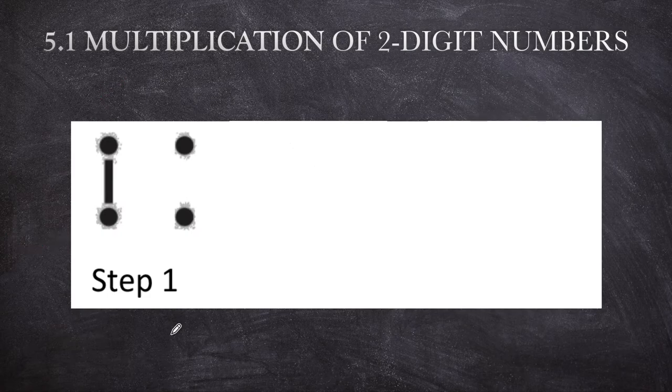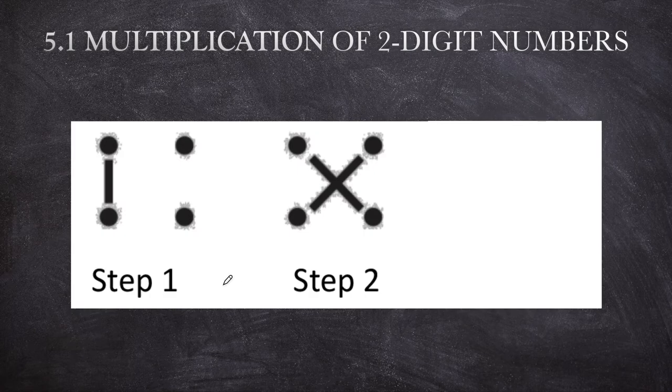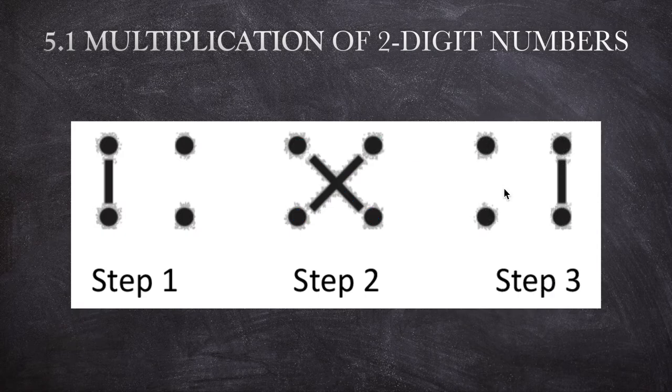Then the next step would be, we will do the crosswise approach. That is, we're going to multiply the tens digit of the first number by the ones digit of the other number, and then we're going to add that to the product of the ones digit of the first number by the tens digit of the second number. I'm going to show you an example of that afterwards. Okay, so that's our crosswise method. And then lastly, for our third step, our vertical ones to ones multiplication.